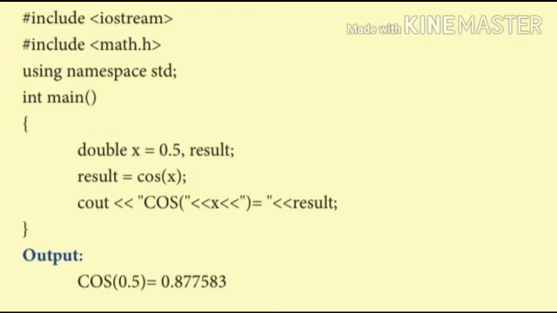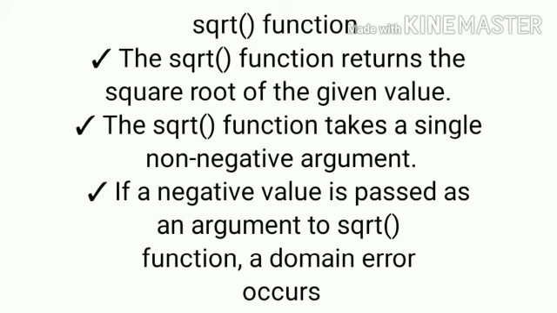For example, in this program we use the mathematical function. We include the header file math.h. Double x equal to 0.5 and then result equal to cos of x. The x value is 0.5. So cos of 0.5 is 0.877583.